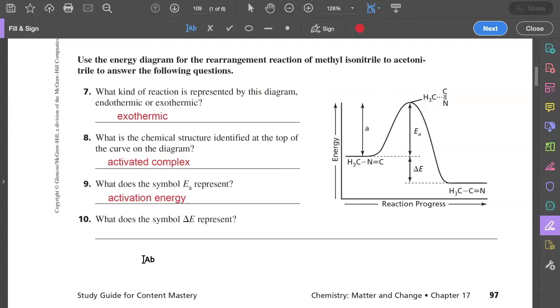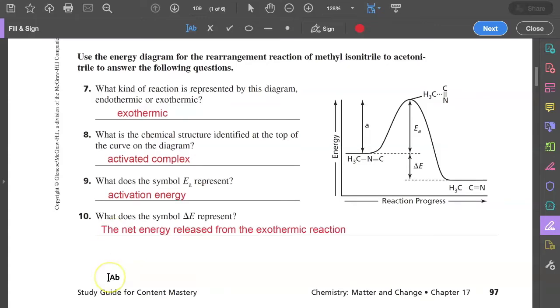What does the symbol delta E represent? Delta E represents the net energy. Now, in this case, it represents the net energy released from this exothermic reaction. If you had a delta energy that was up, in other words, the reactants are lower in energy than the products are, that would be an increase in energy, and thus we'd have an endothermic situation. All right, page 1 done.